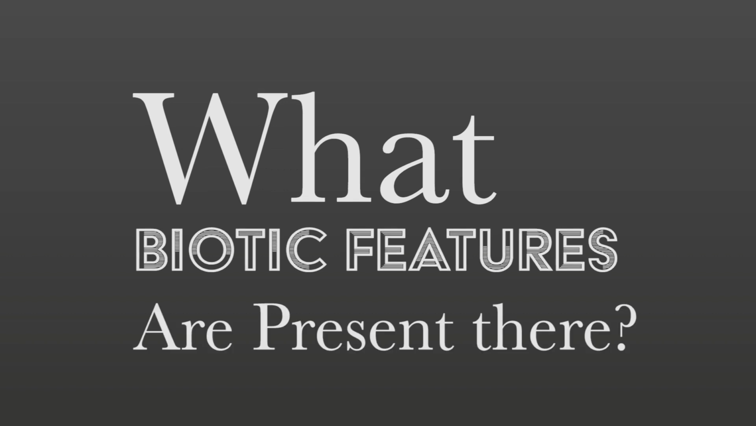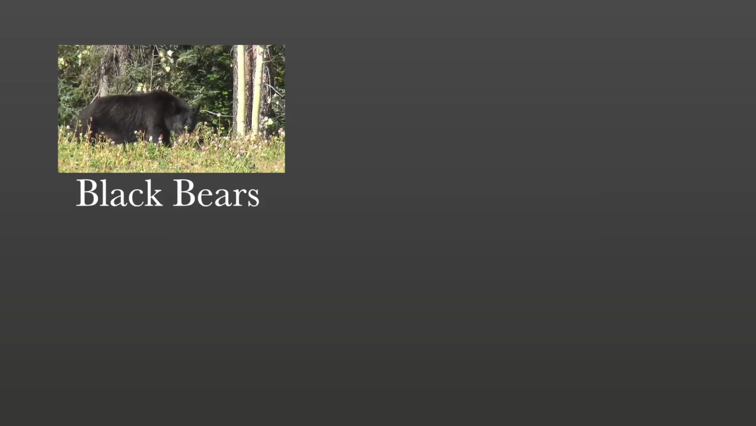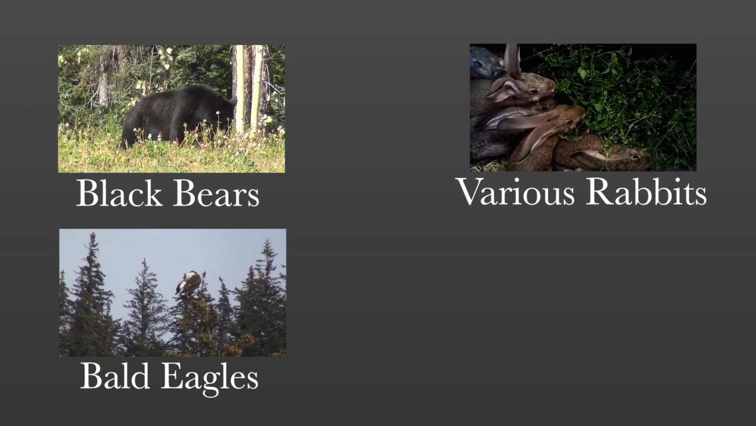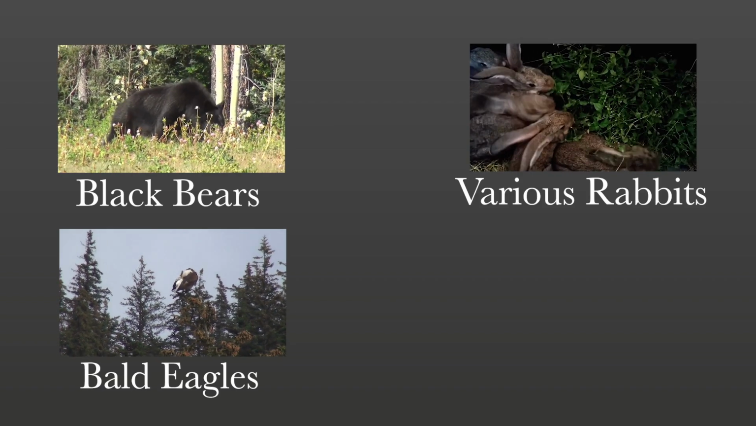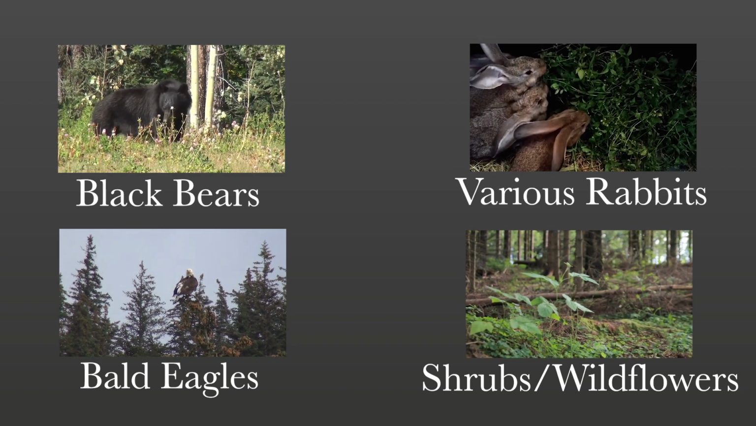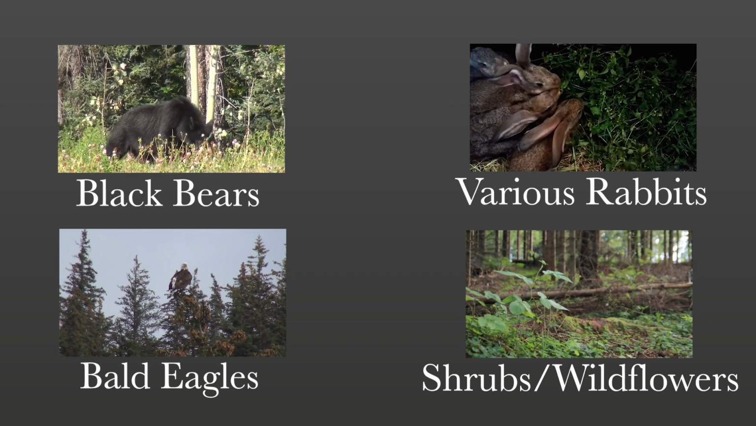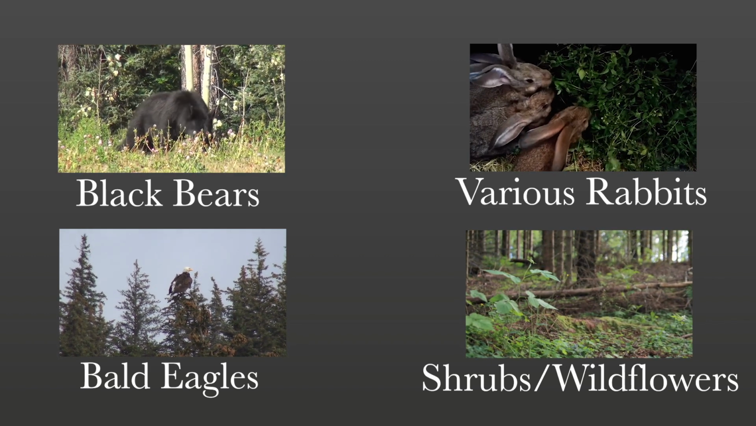So now that you know what a temperate deciduous forest is, what are the biotic features that are present there? Firstly, deciduous trees, which are made up of maple, oak, and birch trees. Some more animals and plants which are prevalent in the biome are black bears, bald eagles, various rabbits, which the black bears can eat, as well as shrubs and wildflowers. Most of these shrubs and wildflowers lose their leaves in the winter, just as deciduous trees do. They also help provide nutrients and food to animals and the soil, as well as to insects.